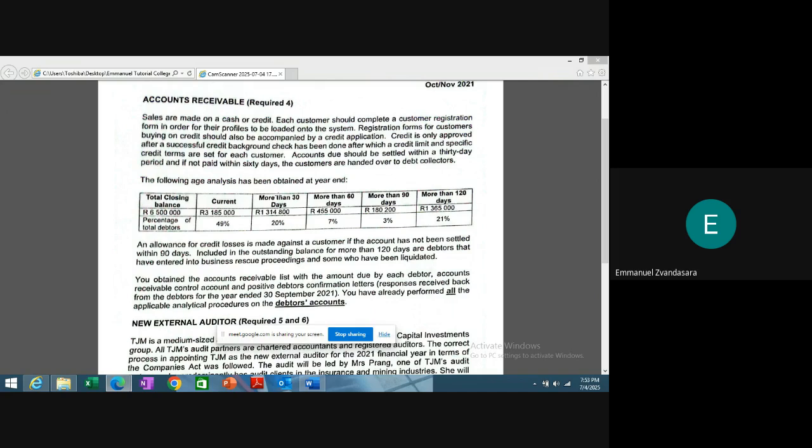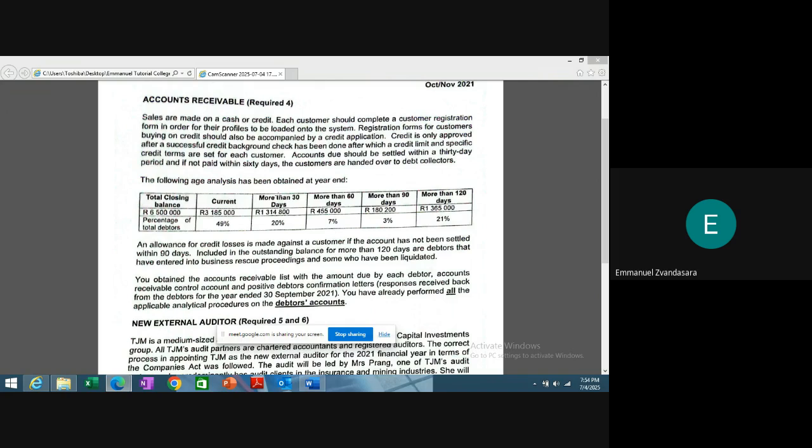Those more than 90 days is 180,200. Those who are more than 120 days are 1,365,000. Then percentage of total debtors. If we add all this, it's going to be 100% of 6,500,000. So on the current, the ones we have not reached any agreed period, is 49%. More than 30 days, 20%. More than 60 days, 7%. More than 90 days, 3%. And more than 120 days, 21%.